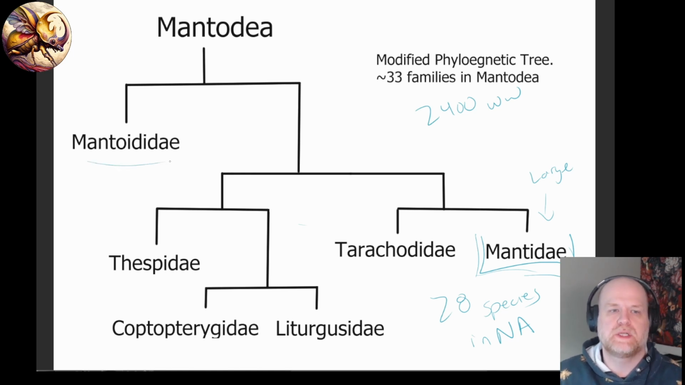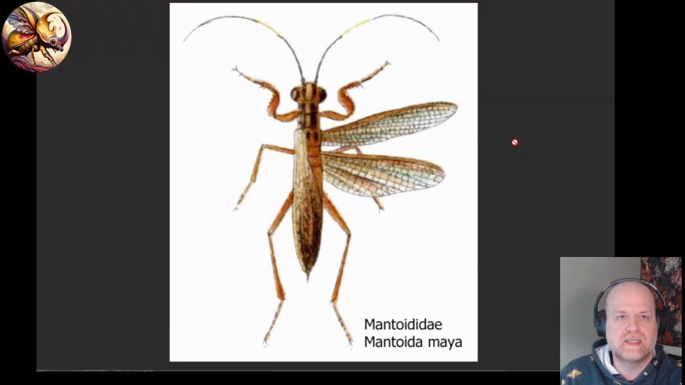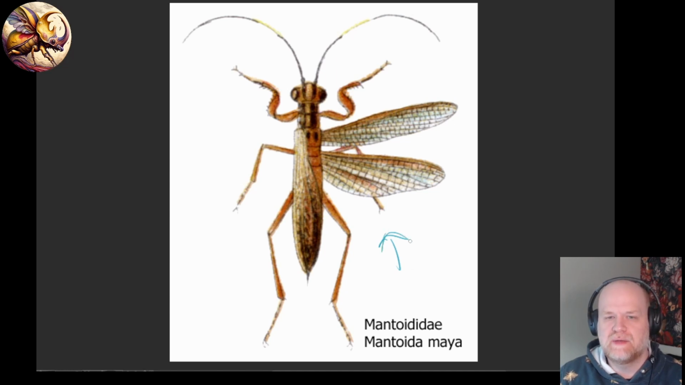So the first family I wanted to talk about, the Mantoididae. There is only one species in North America or north of Mexico that is in the Mantoididae, and that's Mantoida maya, and they have a very strange look to them. They're very small. They kind of look a little wasp-like or a little cricket-like. They look very different from the other mantids. They are overwhelmingly neotropical, so they're mostly in Central and South America. And there's just the one species, and it only occurs in Florida. So you can see it needs that warm weather.